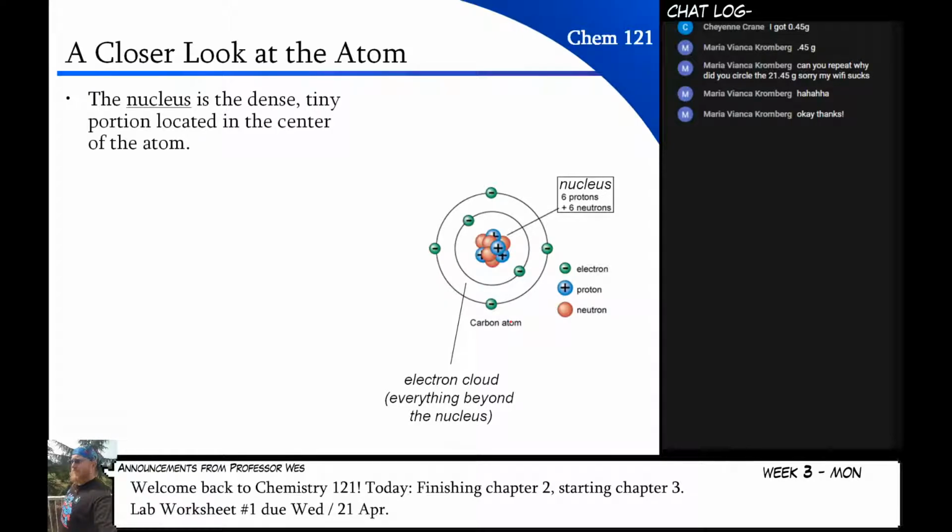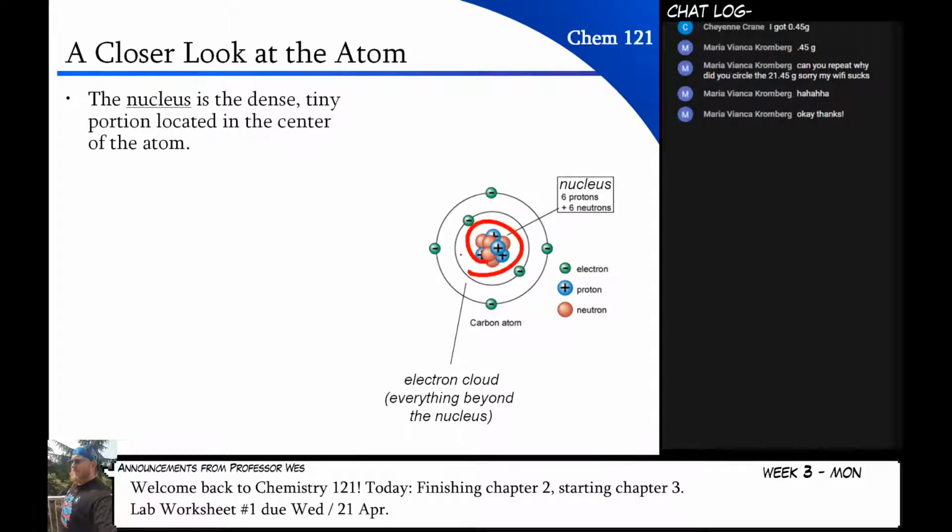Now we're going to look at what parts make up an atom, because there are 3 parts that make up the identity of every element that is out there, and it is the different numbers of these things that affect which element you're looking at.